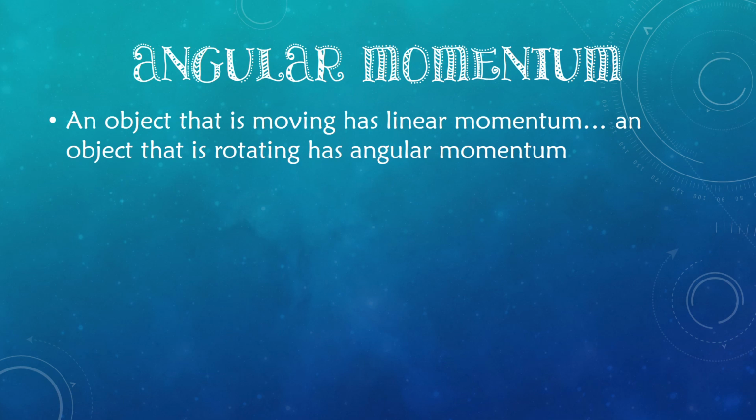In this video, we're going to focus on something called angular momentum. For starters, we know that an object that is moving has linear momentum. Therefore, an object that's rotating has what we call angular momentum.